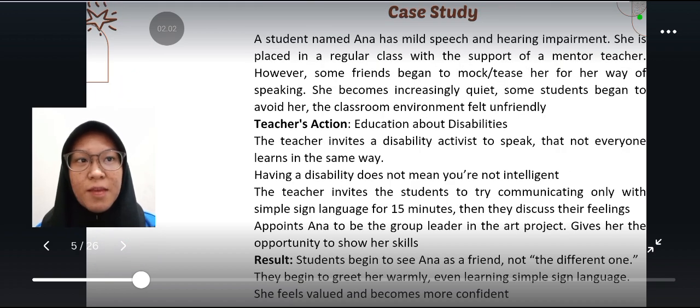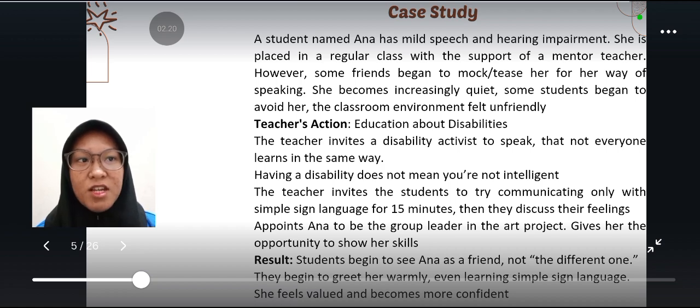Case study: a student named Anna has a mild speech and hearing impairment. She studies in a regular class with the support of a mentor teacher. However, some friends began to tease her for her way of speaking. The classroom environment felt unfriendly.